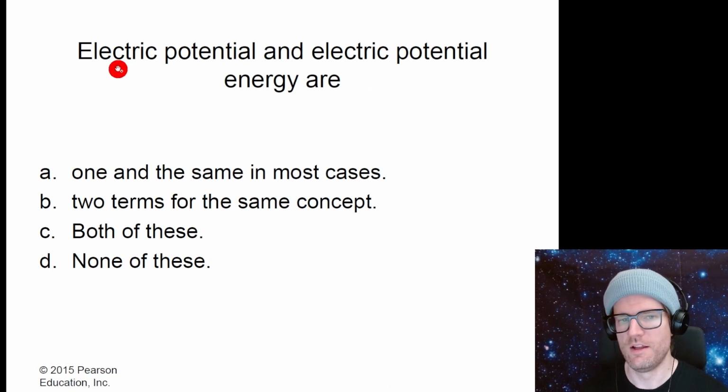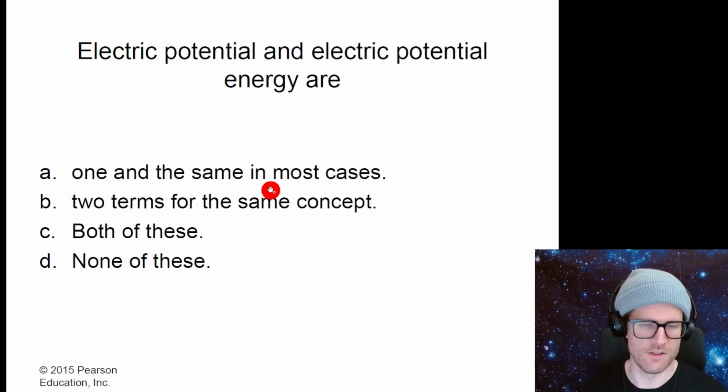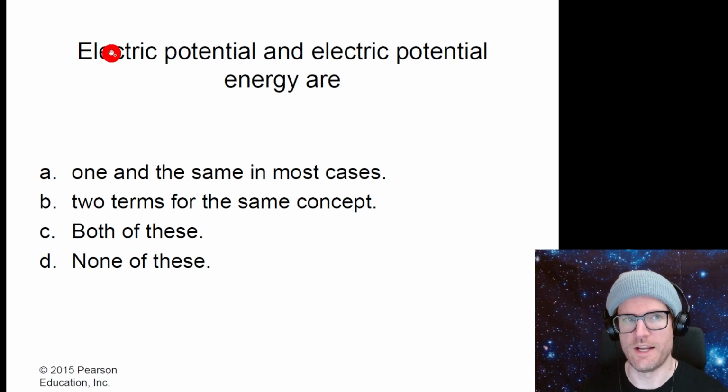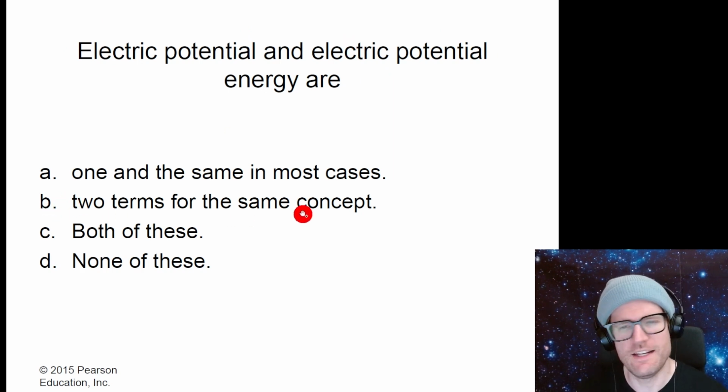Electric potential and electric potential energy are one and the same. That's not true. This is voltage. Electric potential is how much energy there is per charge. Electric potential energy is how much energy there is. 2 terms for the same concept. They're related, but they're not the same. Both of these, so it's none of these.